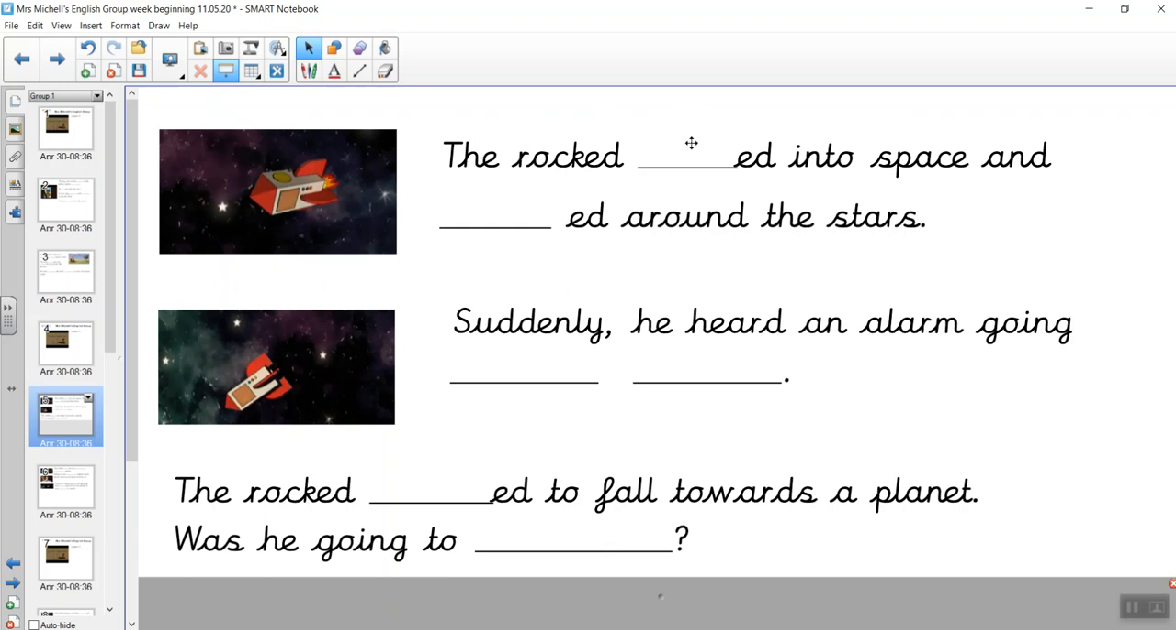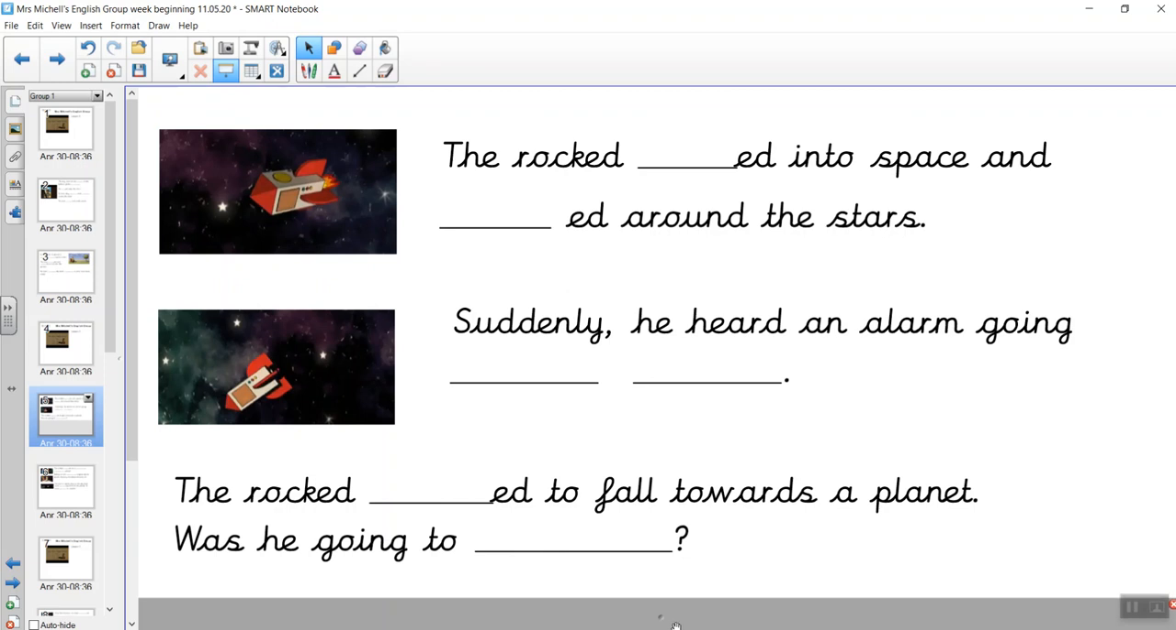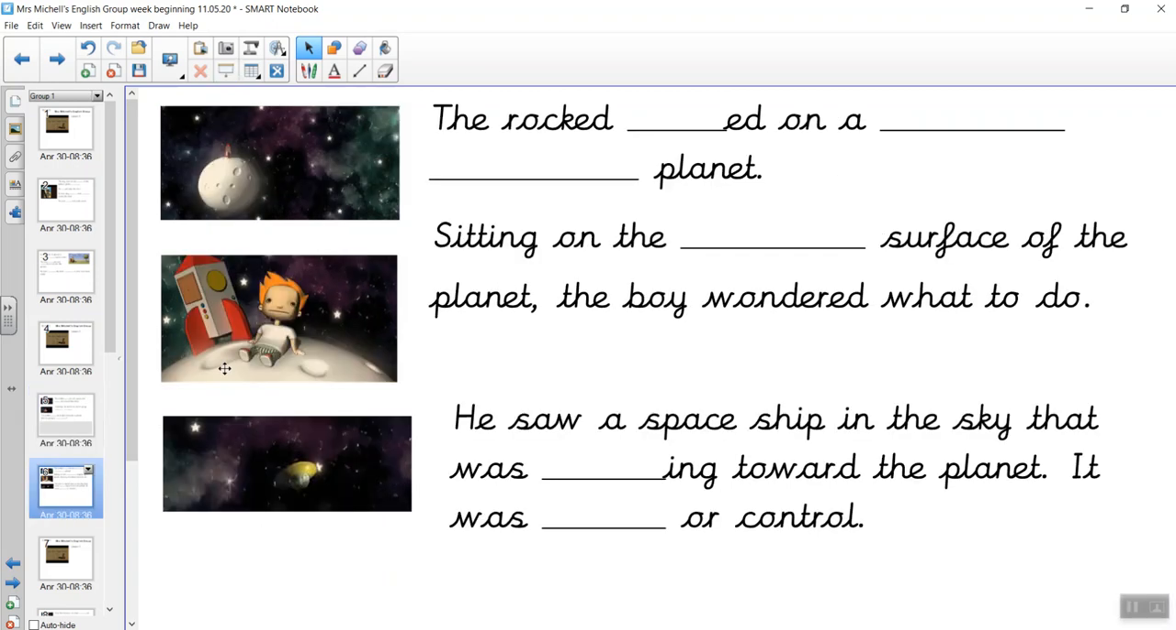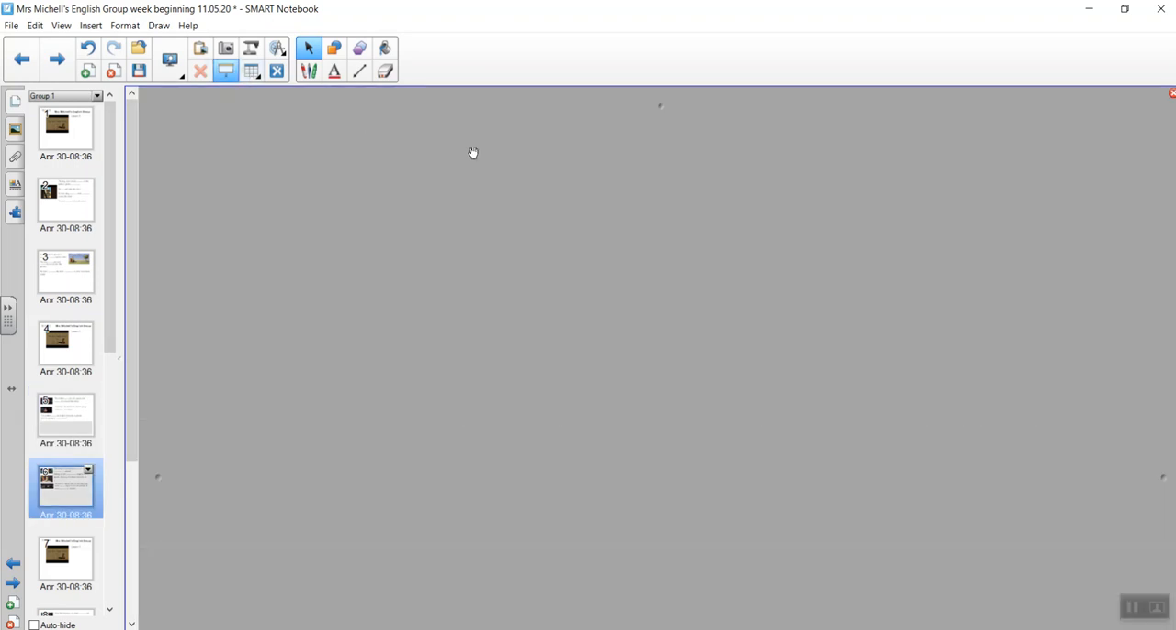The rocket zoomed into space and travelled round the stars. Suddenly he heard an alarm going beep, beep. The rocket started to fall towards a planet. Was he going to crash? Is the word I might use. So we've written about the flying into space and landing and crashing onto the planet. Let's look at what comes next.